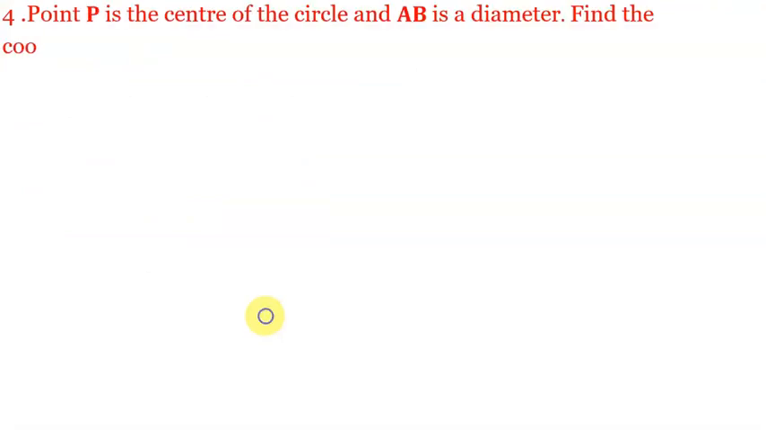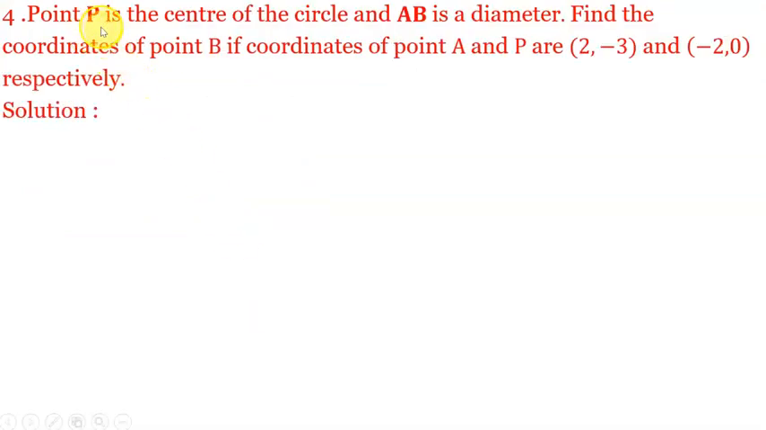Now, next. Point P is the center of the circle and AB is a diameter. Find the coordinates of the point B if the coordinates of the points A and P are (2, -3) and (-2, 0) respectively. Now see this here.